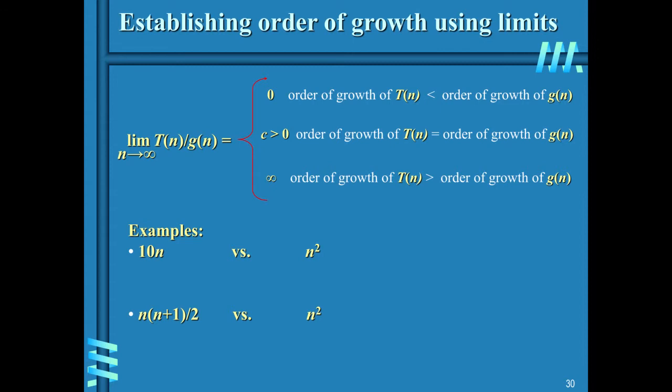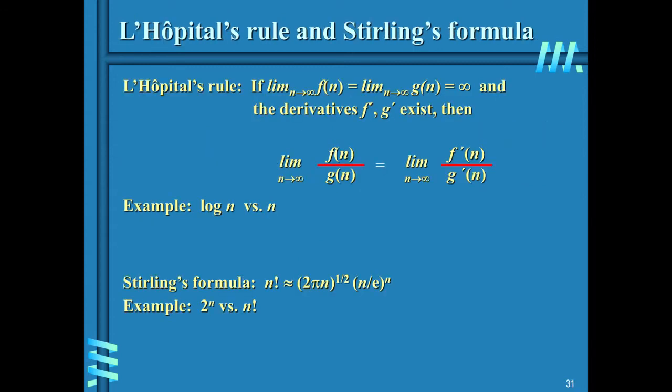Take a look at this example, 10n versus n squared. n squared has a higher asymptotic order than 10n, right? You can check that. And n times (n plus 1) divided by 2 has the same asymptotic order as n squared.